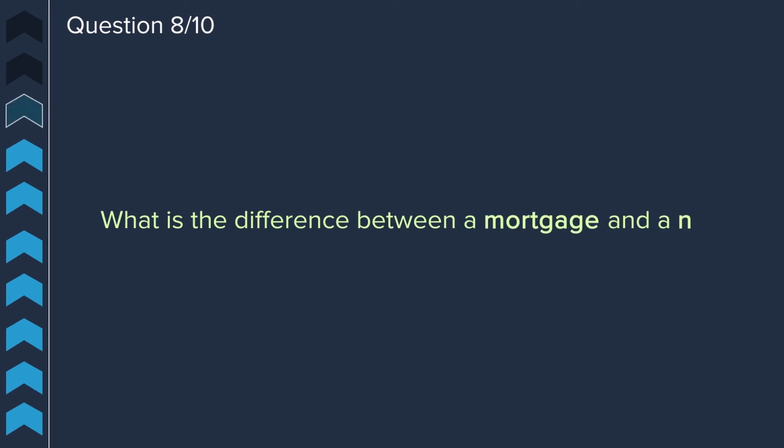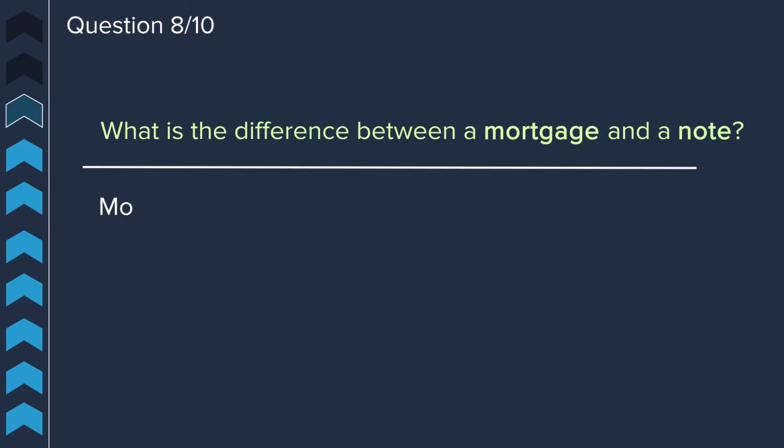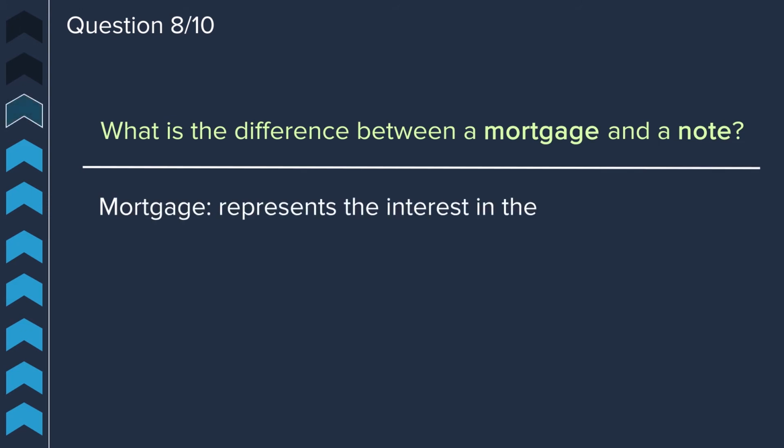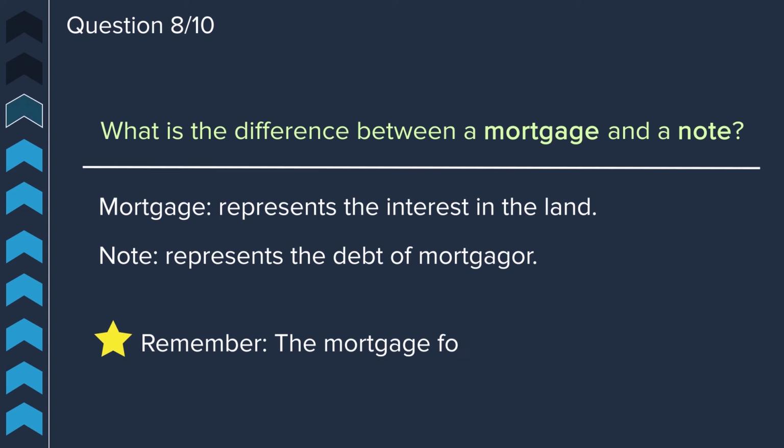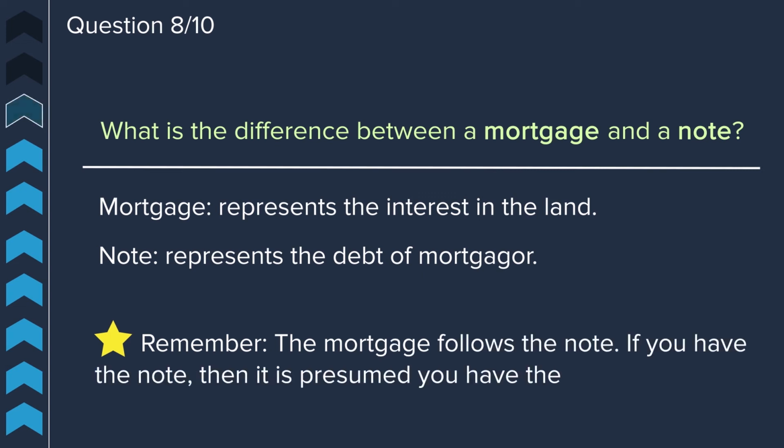Question 8. What is the difference between a mortgage and a note? A mortgage represents the interest in the land. A note, however, represents the debt of the mortgagor. Now, remember though, that the mortgage follows the note. If you have a note, then it is presumed that you have the mortgage as well.